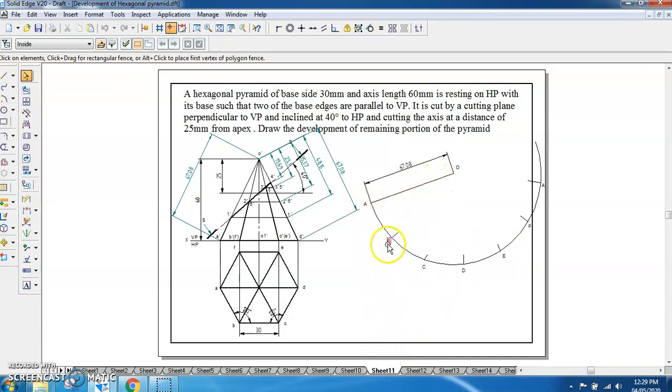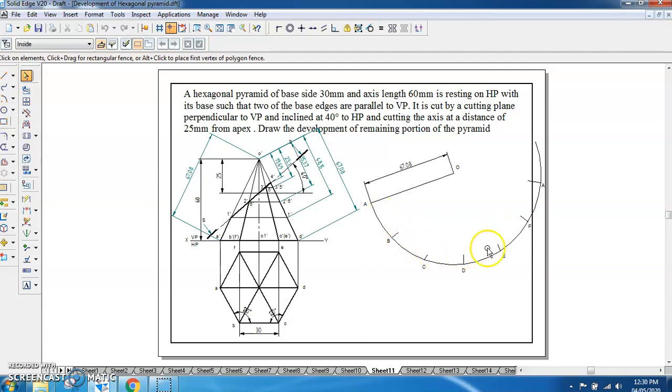Then from A to B we have what? 30 mm length. So A to B is 30 mm length. So we are having a radius of 30 from A and we are drawing the arc there. Then from B to C, again it is 30 mm. So again from B as the center we are drawing the arc at same length, that is 30 mm, and we are getting point C. Similarly you will be getting D, E, F and back to A. So you will be marking all these points on the arc.